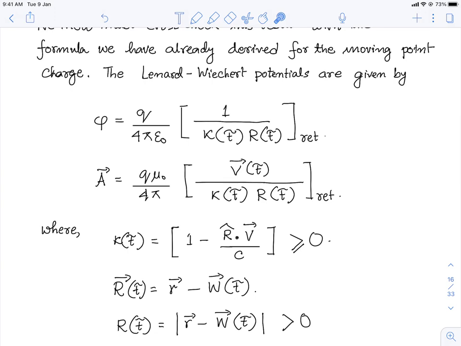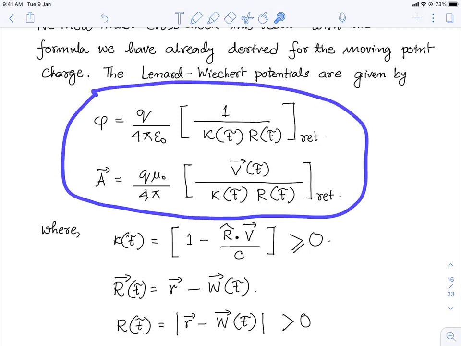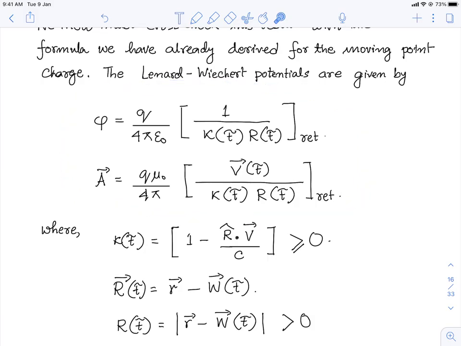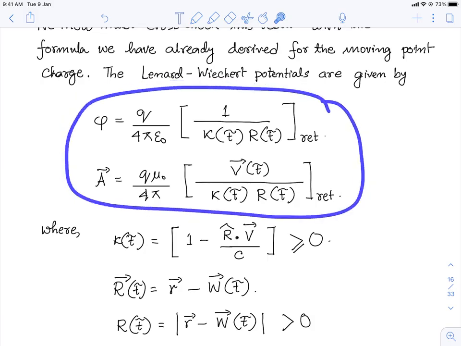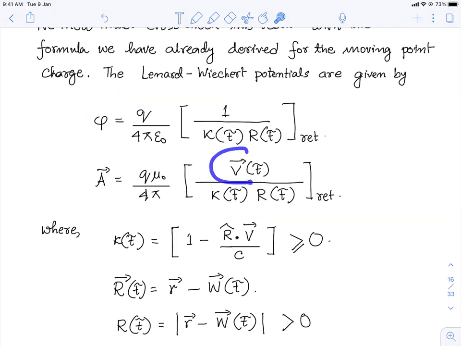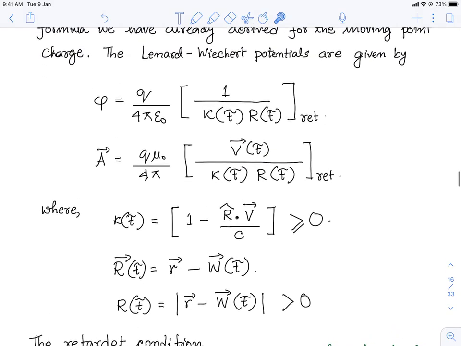So let's take this. If you go back to the previous lecture on the Liénard-Wiechert potential for a moving charge, you will find that this is the answer. This was the Liénard-Wiechert potentials. Now this v out here could have been anything. It could have been a function of time, but in our case, v is actually a constant velocity. Just to remind you, this kappa factor was this factor.